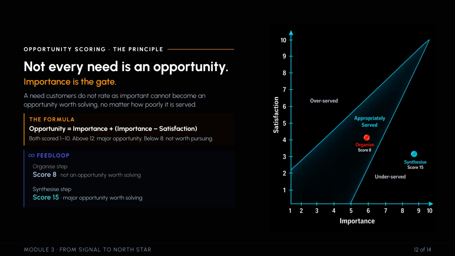Stage 1 surfaces many step needs. Not all of them are opportunities. Importance is the gate. A need that customers do not rate as important cannot become a significant opportunity, no matter how poorly it is currently served. FeedLoop: the organized step scored 8, not an opportunity. The synthesized step scored 15, a major opportunity. 2 months had been invested in optimizing the step that scored 8. The data made the choice unambiguous.